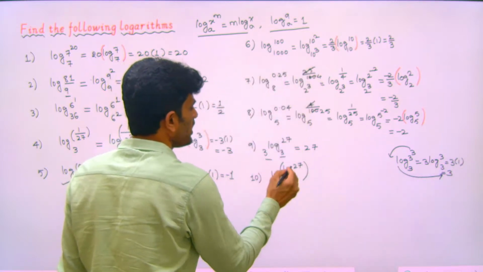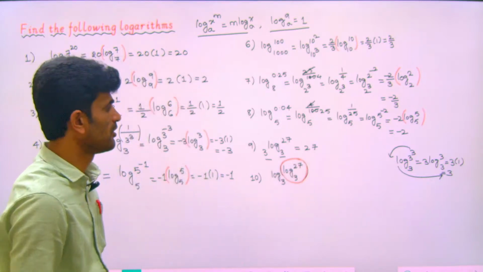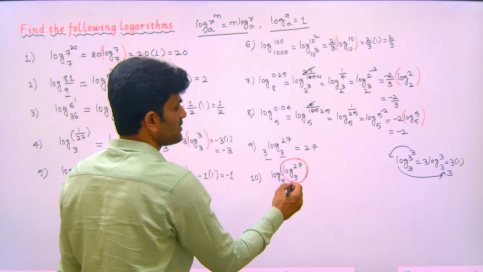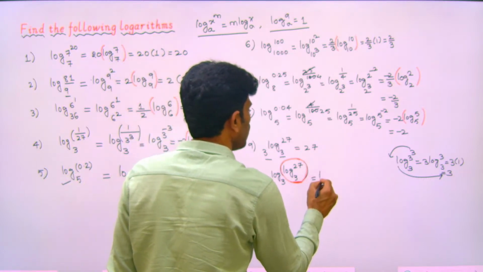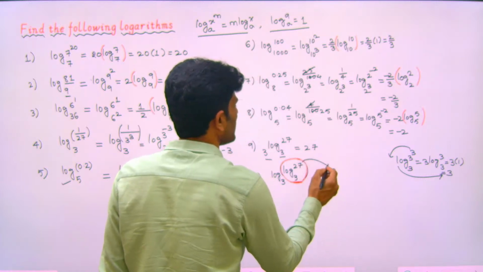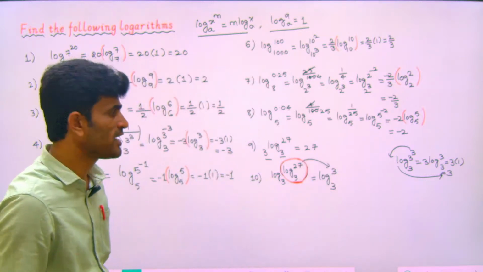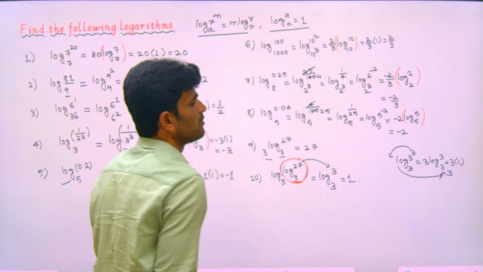So what we can do in this place, we can write 3 in place of log 27 to the base 3. This result is just 3. So we can write it as log of 3 to the base 3, because this total result is 3. Now what is log 3 to the base 3? 1. So this result is 1.